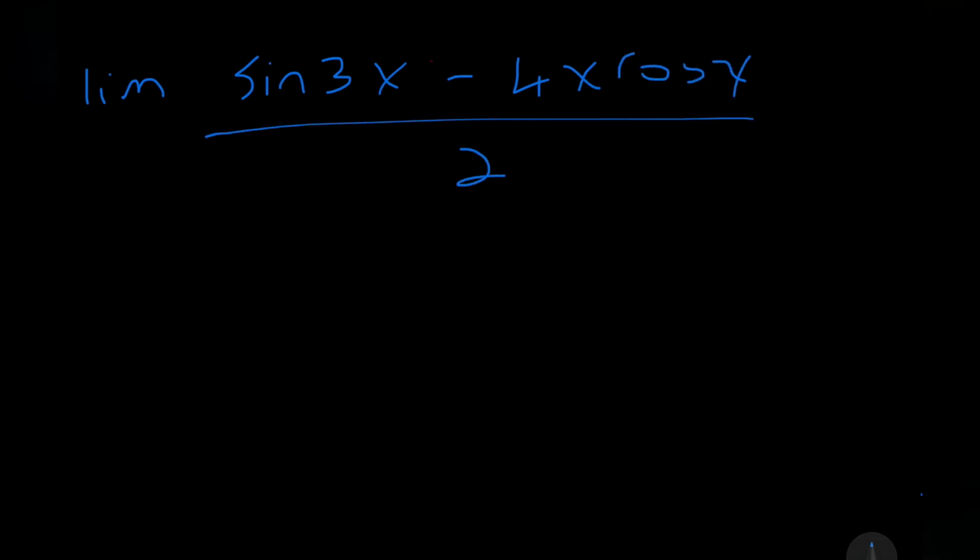Say you're given this function, the limit of sine 3x minus 4x times cos x all over 2x, as x approaches 0. The first thing you want to do in a question like this is to factor out this half here. The reason why you'd want to do that is because the argument of the sine function and the cos function is different. So let's factor out this half.